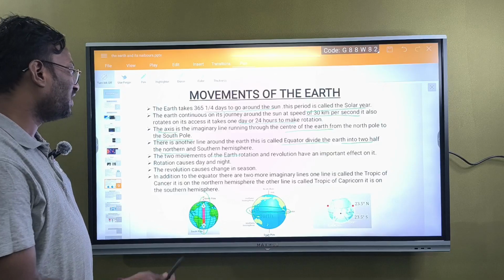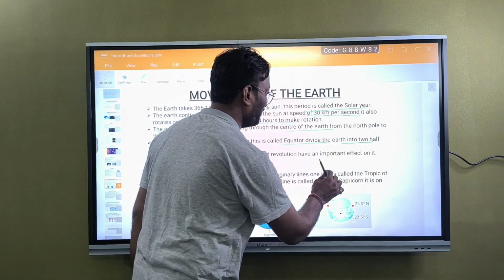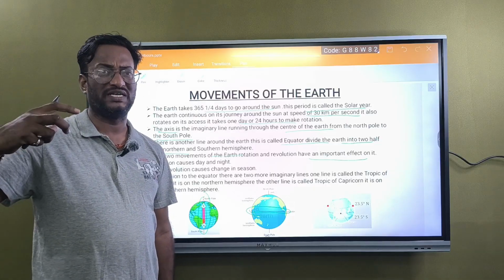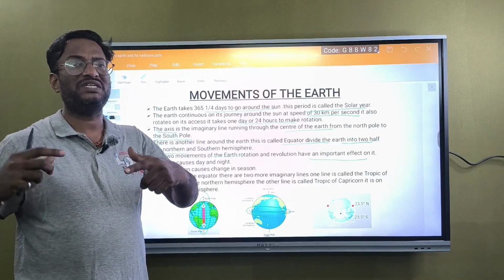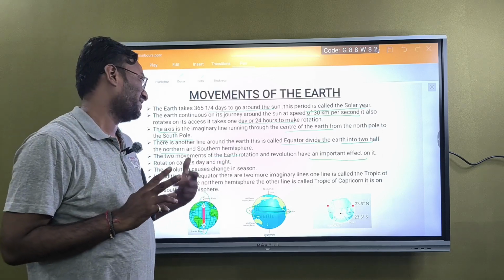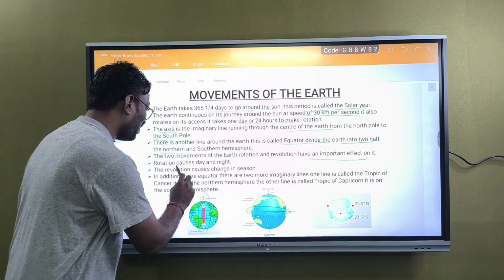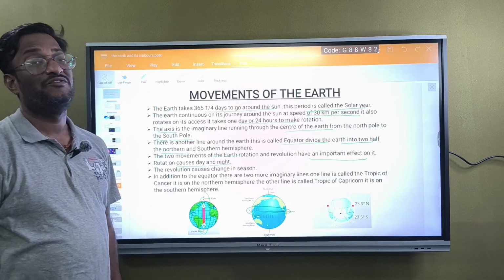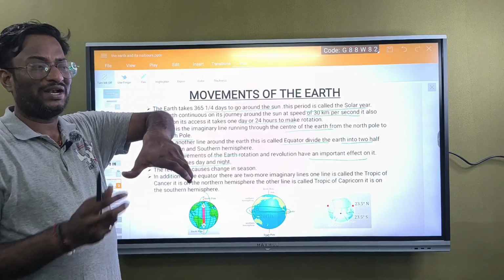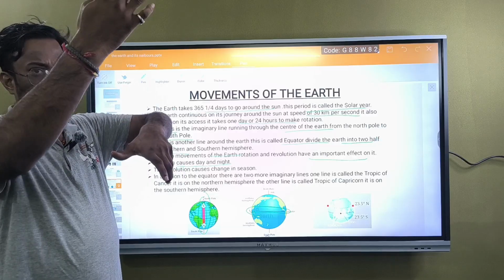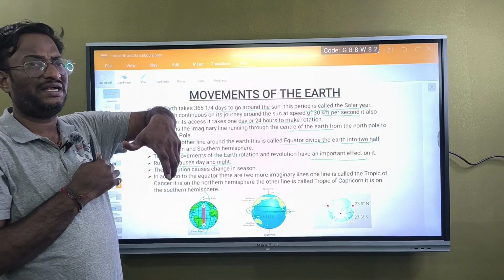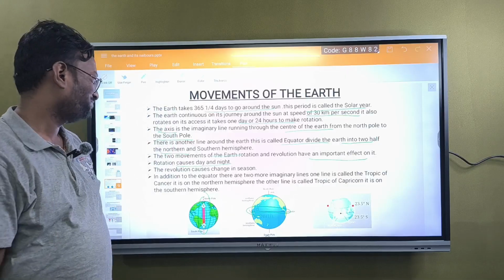The two movements of the earth, rotation and revolution, have an important effect on it. So the earth has two movements, one is rotation and the other is revolution. These two have very important effects. What are those? Rotation causes days and nights. While rotating, one surface of the earth will be towards the sun, and the other surface will be away from the sun. Away from the sun will be night, towards the sun will be day.